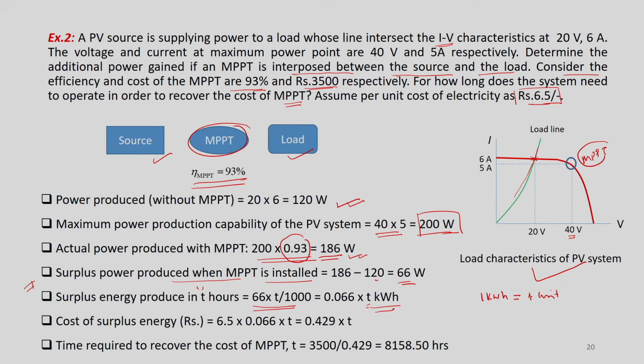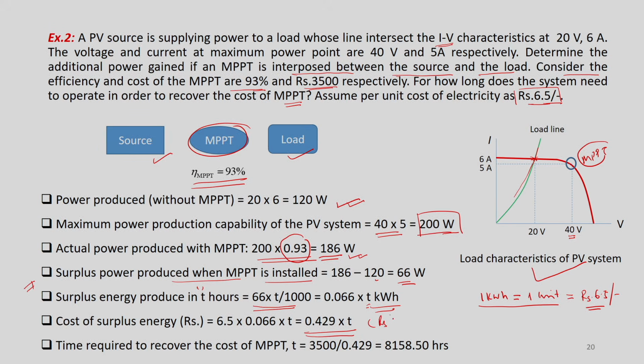Here, 1 unit cost is how much rupees is given? 6.5 rupees. Right. So now we can use this information here. So, the cost of the surplus energy is 6.5 multiplied by 0.066 into T. This will be in rupees.